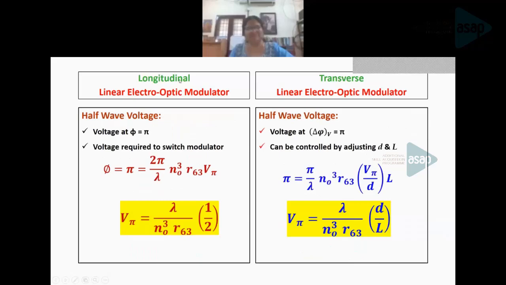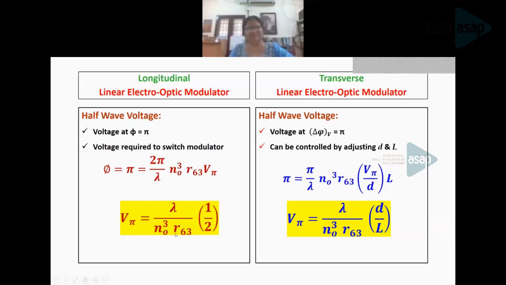And here the half voltage V pi can be written as lambda by N0 cube R63, which is similar to this term. And here one additional term is there, that is D by L. That means in the transverse case, the half voltage is directly dependent on the width of the crystal and inversely dependent on the length of the crystal. Whereas in the longitudinal case, it is independent of the nature or size of the crystal.